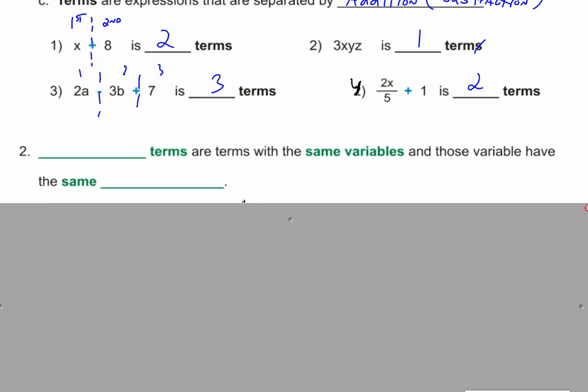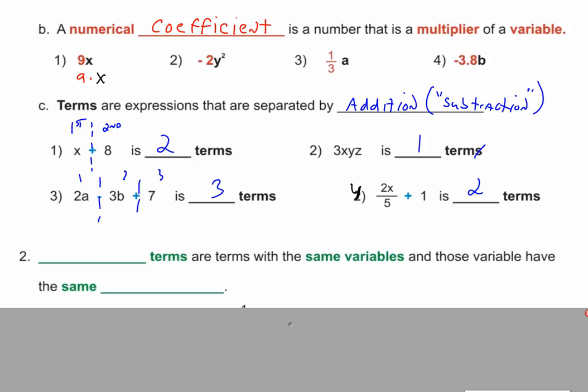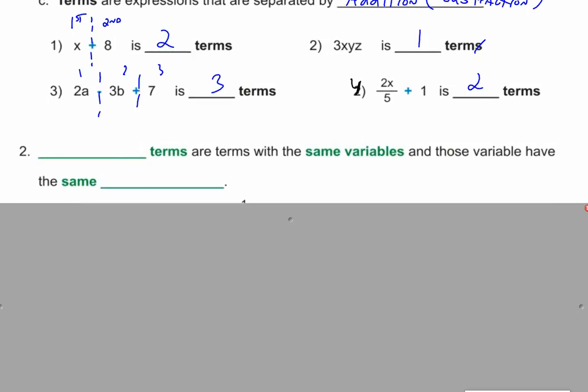All of that leading us to this key thing. The other day we did distributing. Now we want to talk about like terms. So now we should understand what terms are. The 2x over 5 is a term. The 1 is a term. The 2a is a term. The negative 3b is a term. The 7 is a term. Like terms are terms with the same variables, and those variables have the same exponents.